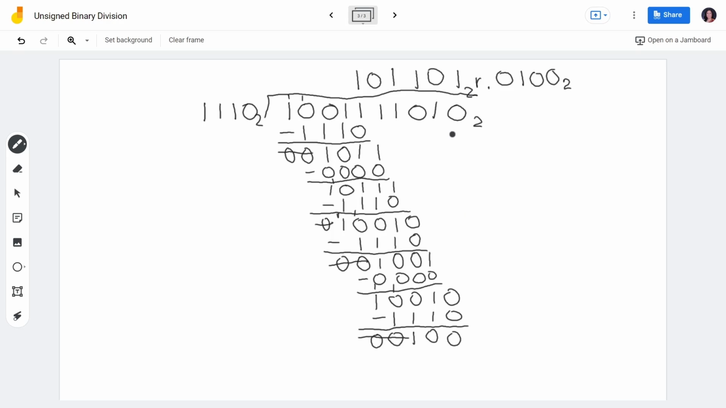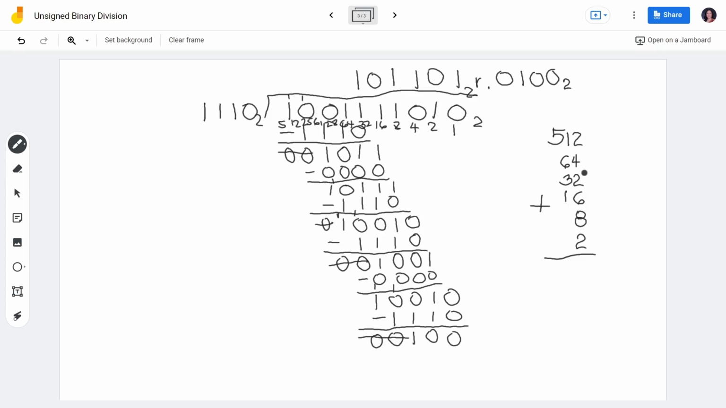So let's check if our answer is correct. We have 1, 2, 4, 8, 16, 32, 64, 128, 256, and 512. So let's add the numbers: 512, and then we have 64, and then 32, and then 16, and then we have 8, and then we have 2. Then let's add: 512, 64, 32, 16, 8, and 2.